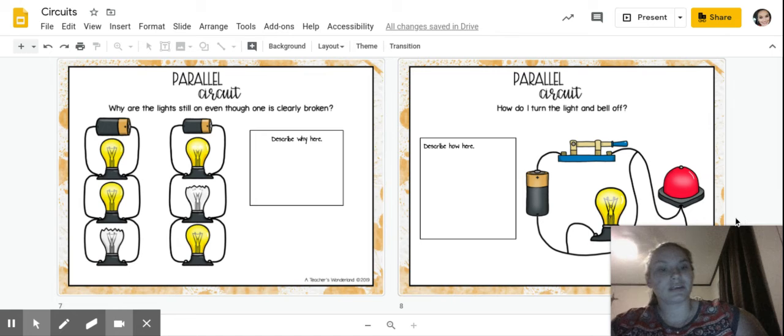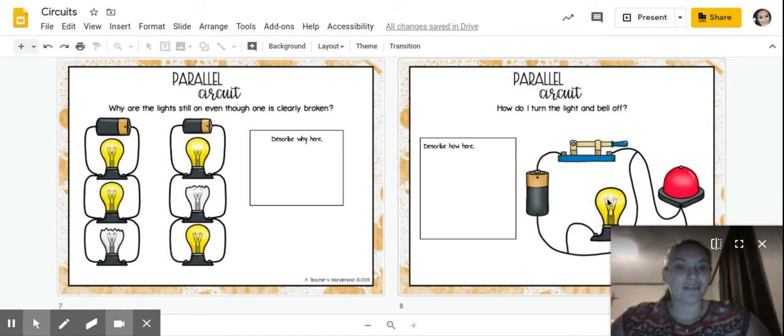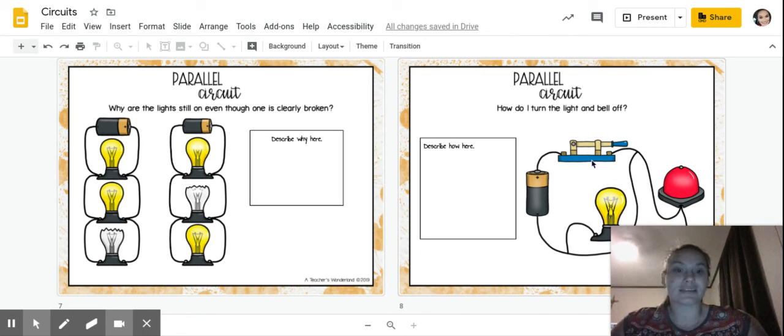As we look at this example over here, where my face is kind of in the way, we have a light bulb and a bell with a switch. The only problem with the switch placement is if we turn that switch off, it's going to turn our light bulb and our bell off. If it's on, then they're both going to be on. Since they share that flow of electricity to that positive end of the battery, if the switch is open, it's going to be broken. But it's still another example of a parallel circuit.